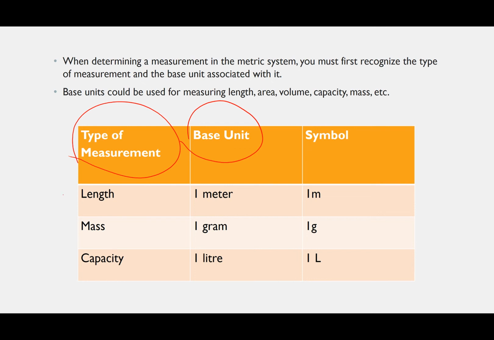Here are some examples. For length, our base unit is 1 meter, and the symbol for that is 1m. For mass, our base unit is 1 gram, and the symbol for that is 1g. To measure capacity, our base unit is 1 liter, and the symbol for that is 1L. Be sure to note that the L is uppercase.